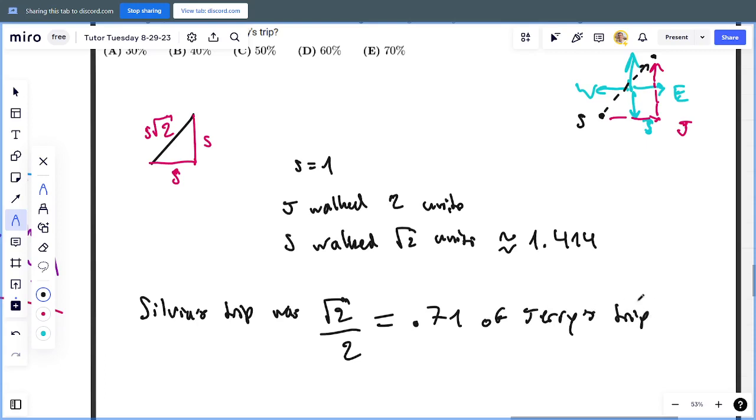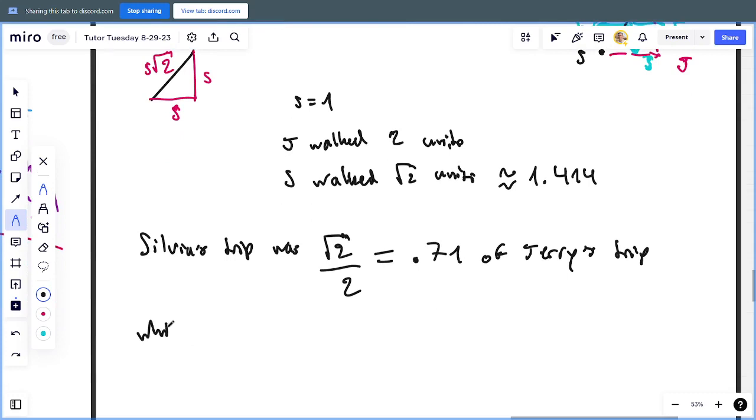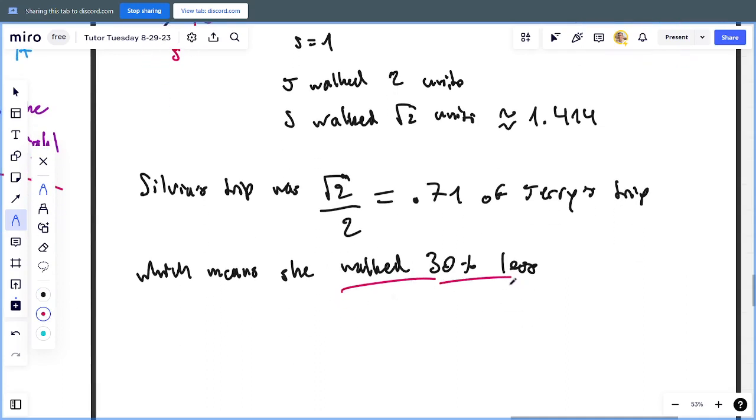She only walked about 70% of the distance that he did, which means she walked 30% less, approximately 30% less. Yeah, 70% of Jerry's, so she walked 30% less.